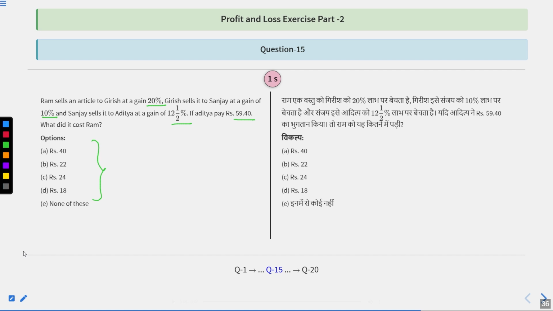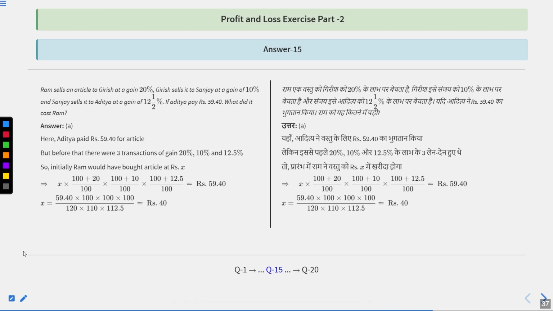Now time's up. Let's see the solution. According to the question, Aditya paid 59.40 rupees for the article. But before that, there were three transactions of gain 20%, 10%, and 12.5%. So initially, Ram would have paid X for the article, multiplying by 120 upon 100, into 110 upon 100, and 112.5 upon 100, which equals 59.40.